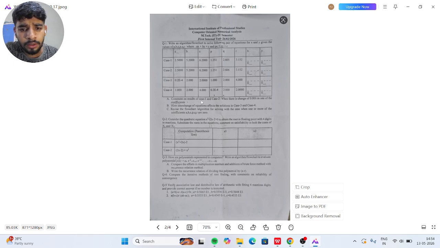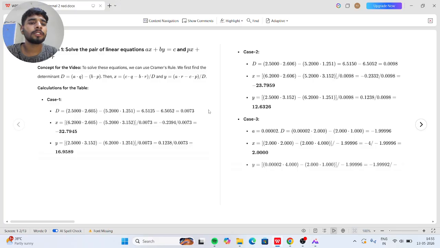Now, comment on the result of case 1 and case 2 when there is a change of 0.0001 in one of the coefficients. How does interchange of equations affect the solution in case 3 and case 4? Devise the flowchart and algorithm for solving with the case when one or more coefficients a, b, c, p, q, r are zero. We will solve our first question.